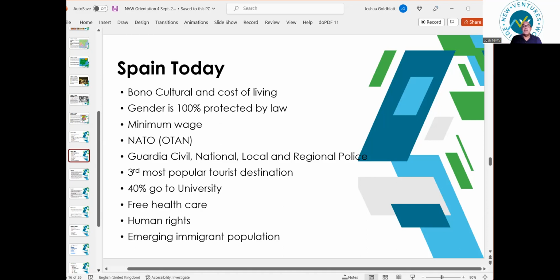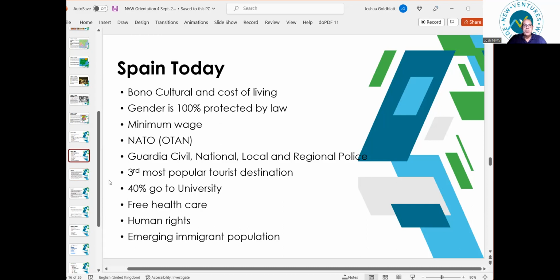Human rights absolutely are protected in Spain. There is no human rights abuse. There's no torture. There's no official discrimination against minorities. There is an emerging immigrant population. We said yesterday, Hispanic people from South America, Chinese people who have come here to do business, open up small shops, Pakistani, North African, Europeans from Romania, Bulgaria, specifically Ukrainians.